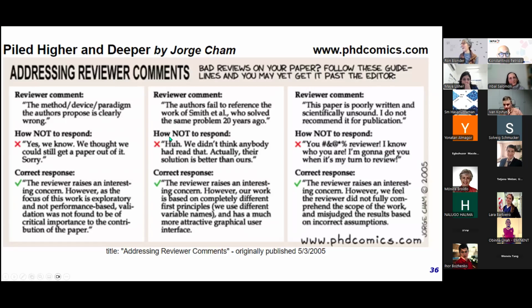And here I took it also from the PhD comics, how not to answer a reviewer comment. For example, the method is clearly wrong. Okay, don't write, yes, I know, but we thought we could still get a paper out of it, sorry. No, write, the reviewer raises interesting concerns. However, it's the focus of the work, so really respect the comments and try to answer them as much as you can and to make the revisions as much as you can.